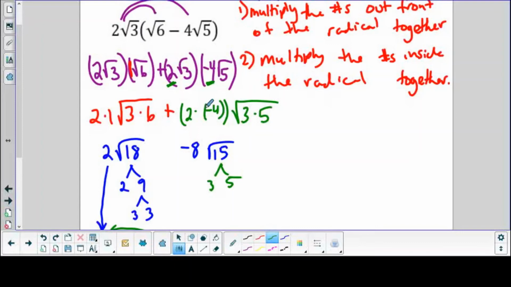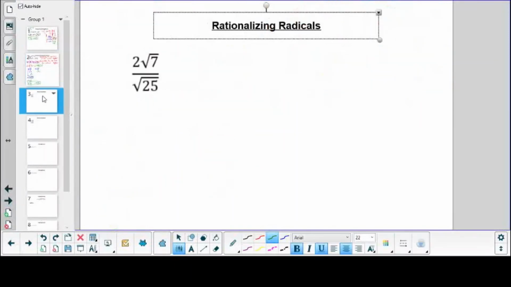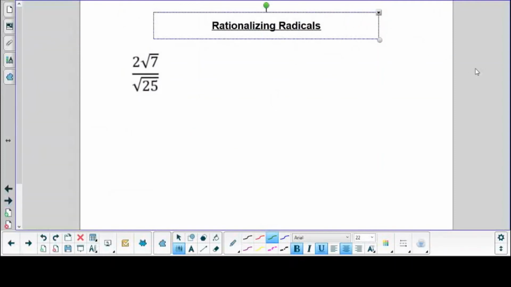The last example I want to run through with you in this video is dividing radicals. Like I said, if you need to rewind and rewatch this, feel free to do so. So here's dividing radicals, or you could call it rationalizing. It's either way.